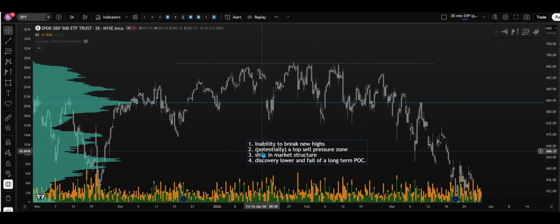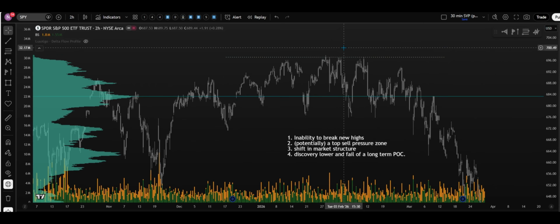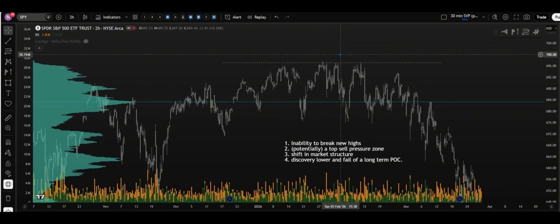Now let's look at number two, a potential top sell pressure zone. What I like to look at for this is what's called a delta profile.